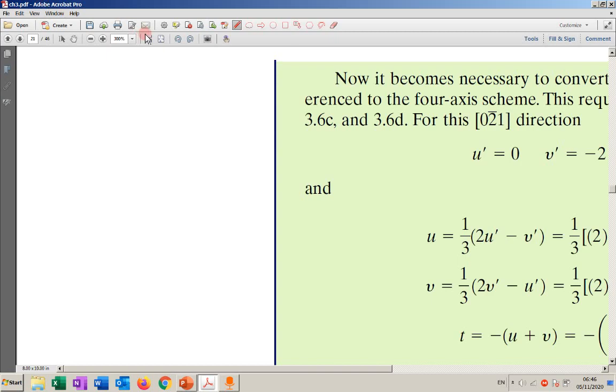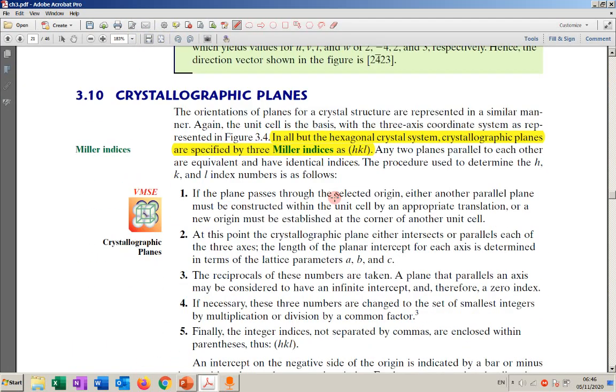Now, in order to represent a plane in the crystal structure, we're going to use three indices, HKL. For planes, they call them Miller indices, HKL, and we use round brackets, or parentheses. Remember, for direction we used square brackets. Square brackets represent direction, or normal brackets, which they call parentheses, will be used for planes.